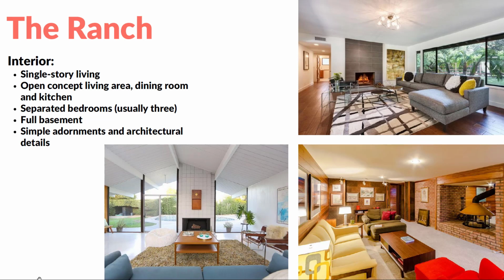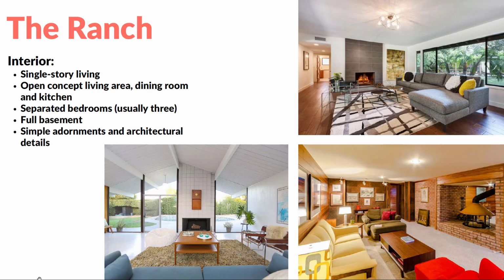Interior, when you think of how it feels to live and be in the space, generally one story is what we're thinking of. If it goes beyond one story, it gets to be a bit of a different definition. We're thinking about open concept living area, dining room, kitchen, all really connected. Separate bedrooms, of course, and often a ranch home will have 3. That's the most common number, although that can vary.